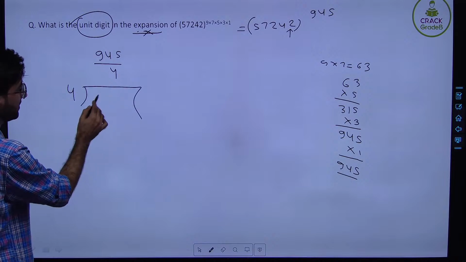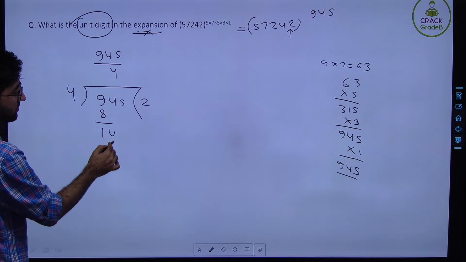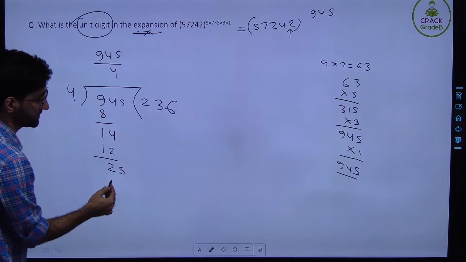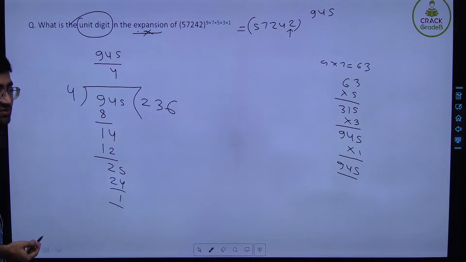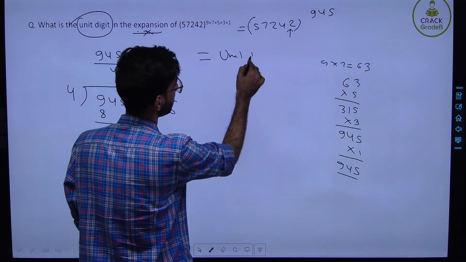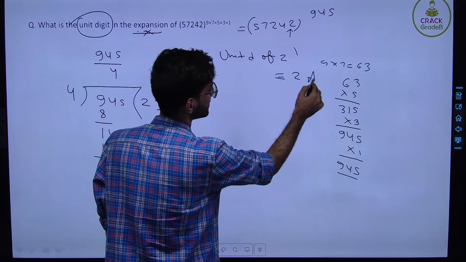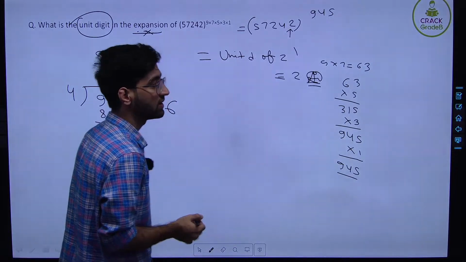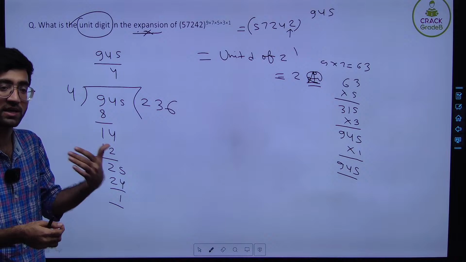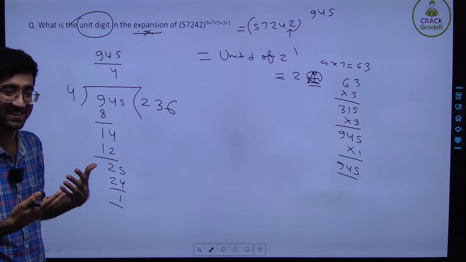So if you divide 945 by 4, so 4 into 2 is basically 8, 1 4, so 4 into 3 again, 2 5, 4 into 6. So the remainder is 1, right? If the remainder is 1, means the unit digit of 2 to the power 1, so 2 will be the correct answer. Trust me, CSAT definitely asks some easy or medium level questions, right? But what happens in the exam, after looking at difficult questions, we usually panic, right?